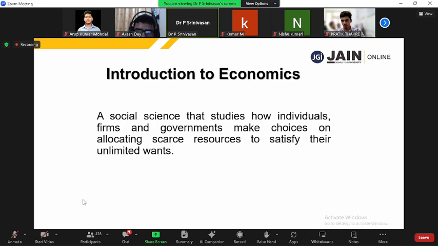Absolutely fine. Okay, so scarce resources change from person to person. For example, I told you, for me money, for you time. It changes. But the thing is, the economic study explains how, with emphasis on how, individuals, households, business firms, and governments make choices on allocating scarce resources for what? To satisfy the unlimited wants.